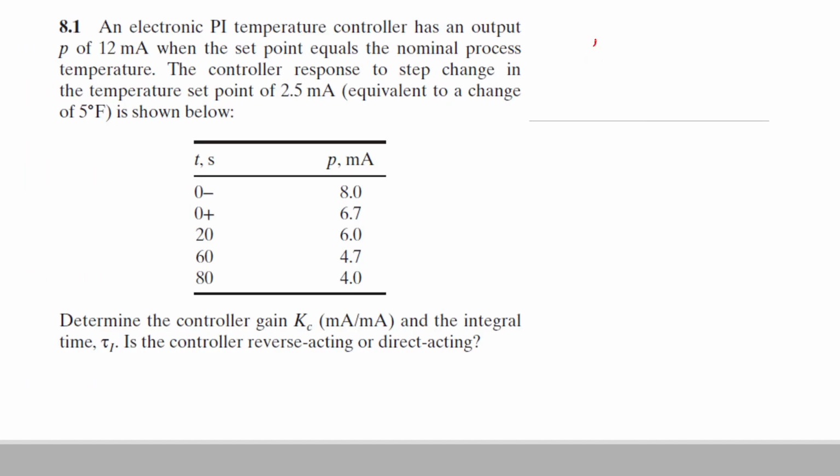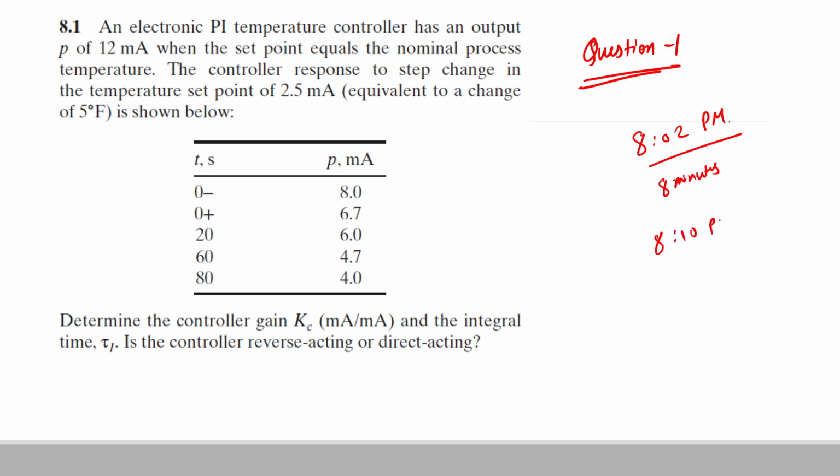So this is our question number 1. Right now it is around 8:02 p.m. I will give you around, let's say, 8 minutes to solve this question, and we can discuss the solution at 8:10 p.m.